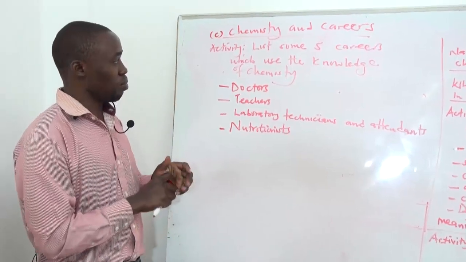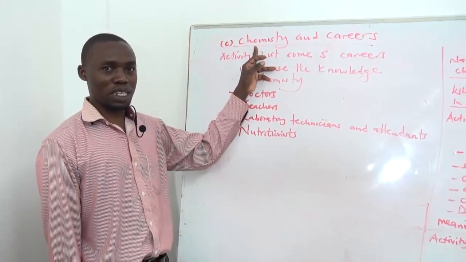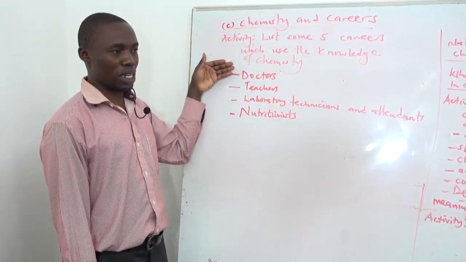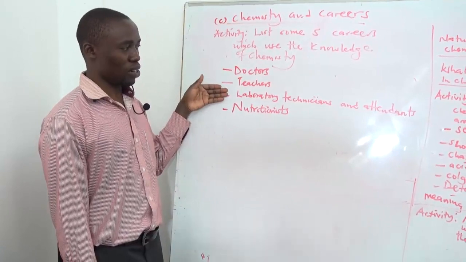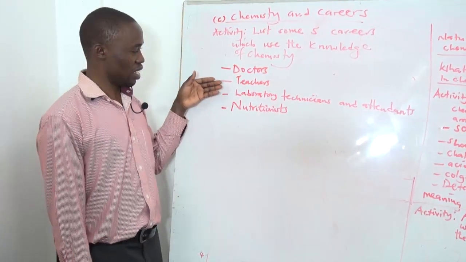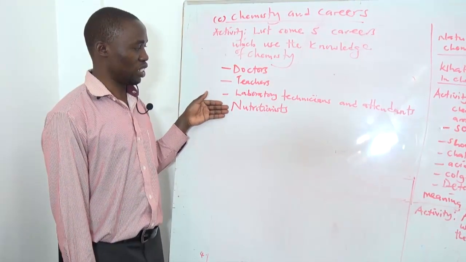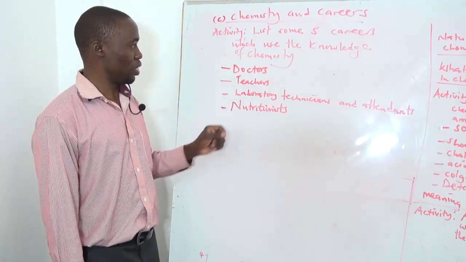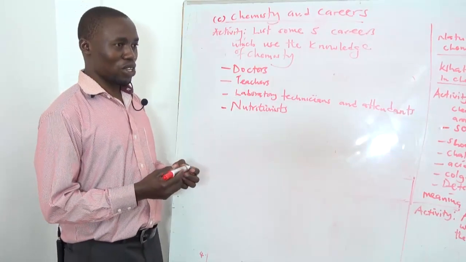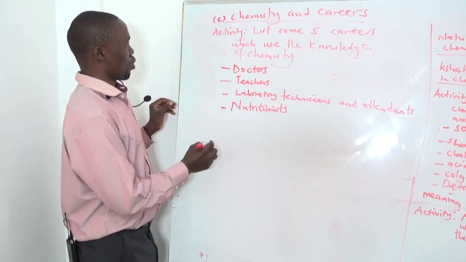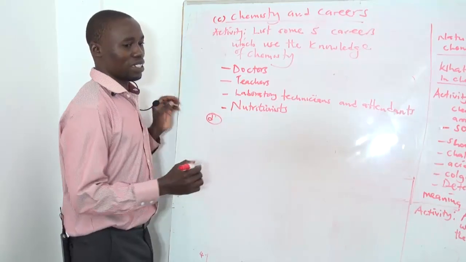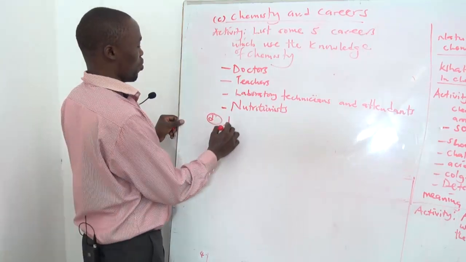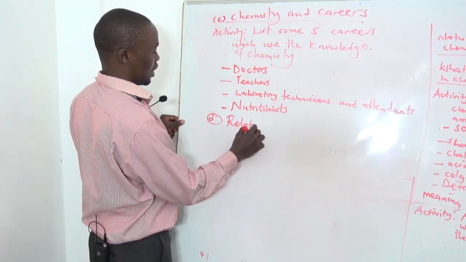Now, that means that if we study chemistry, we might not just go barehanded, not so? We have to become doctors, teachers, laboratory technicians and attendants, and nutritionists. Thank you very much. You've explained to us very well about all this. Now, let us go into our next subtopic, which is the relationship between chemistry and other science subjects.